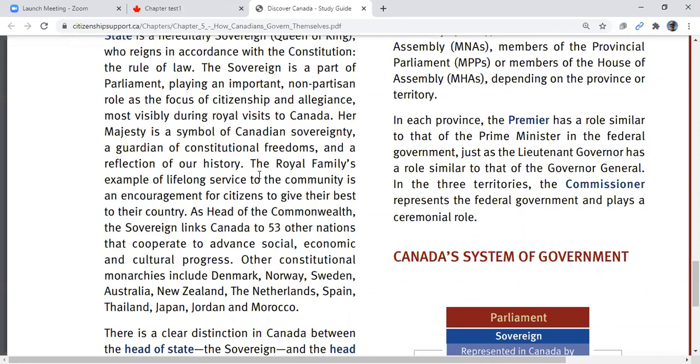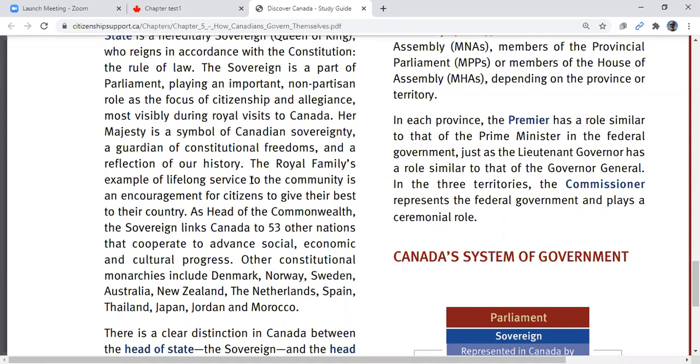Yeah, so just before we get to that, she is a symbol, we need her for our government. And then it says the royal family's example of lifelong service. So that means the royal family, all they do is try to do things for other people. That's really all they do. They help charities. They try to help other people in England and in other countries. So that's their job, really. Their job is to help other people in Great Britain and in other countries too.